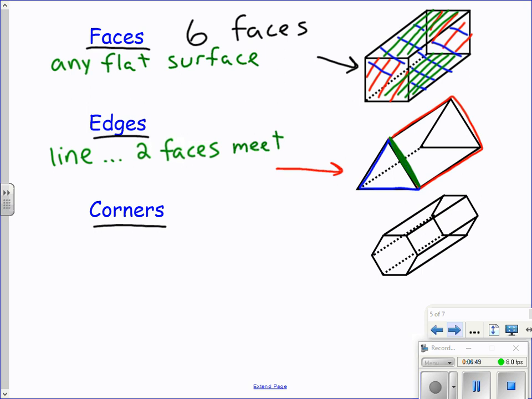So this green would be an edge, and it's just essentially a line, and it's a line where the two faces meet. So if we were going to count up how many edges are in this shape, we would have an edge here, 1, 2, 3, 4, 5, 6, 7, 8, 9. This one has 9 edges.